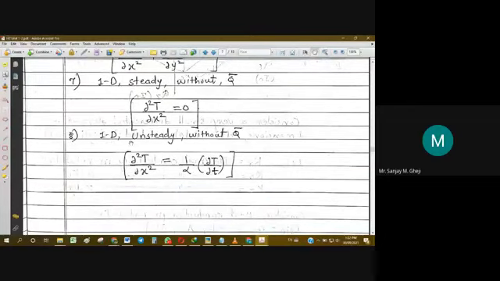Then one-dimensional unsteady state without internal heat generation. In this case, since it is unsteady, the right hand side will not be 0. So the ∂T/∂t term will be there. So 1 upon alpha ∂T/∂t. This term will appear here. On the right hand side, as usual, we have ∂²T/∂x². This equation will also be useful while dealing with unsteady state heat transfer. Steady state heat transfer means temperature will remain constant with respect to time, and unsteady means temperature will change with respect to time. For different times we will have different temperatures in the problem or in the case.